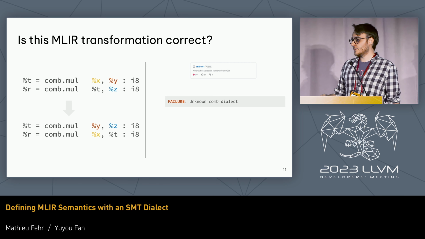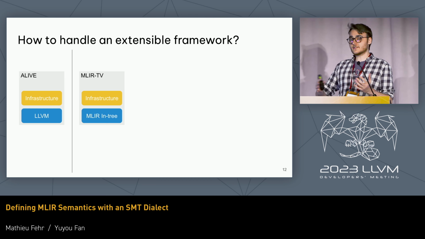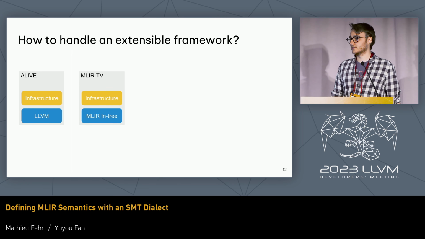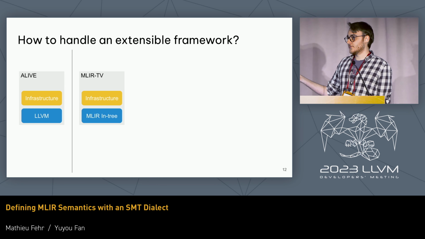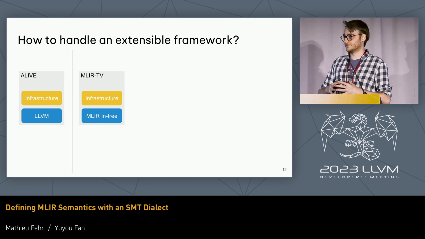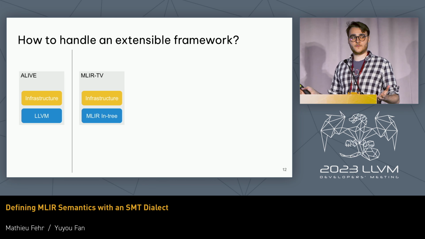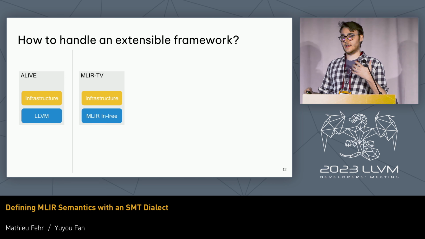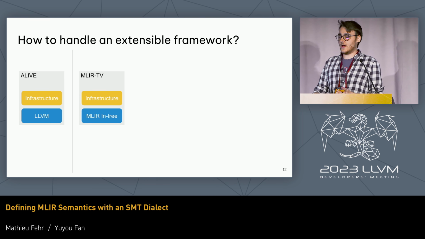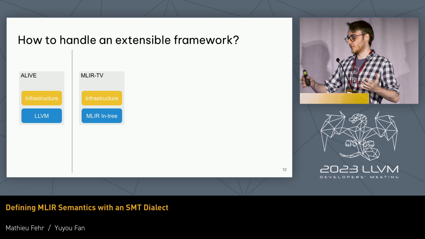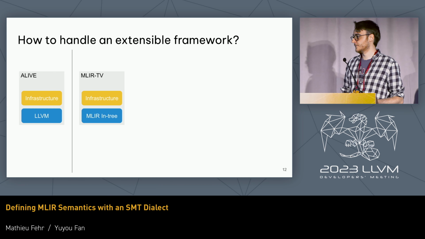So how can we build a more extensible tool? How can we handle an extensible framework like MLIR, which can have external dialects defined by users? In LLVM, this was not as hard, because you are in a fixed format. You have just the LLVM operations and nothing else. In MLIR, you might have MLIR in-tree, but you also have arith, CIRCT, and all of these other frameworks and compilers that might want to use your tool.